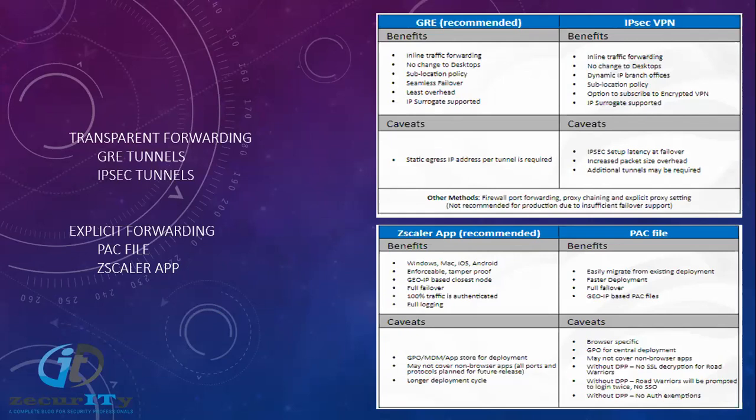When you take Zscaler App, GPO-based, MDM, or App Store can be used for the deployment, and the deployment cycle is longer because we need to identify the availability of end user machines while we are pushing the app to those machines.